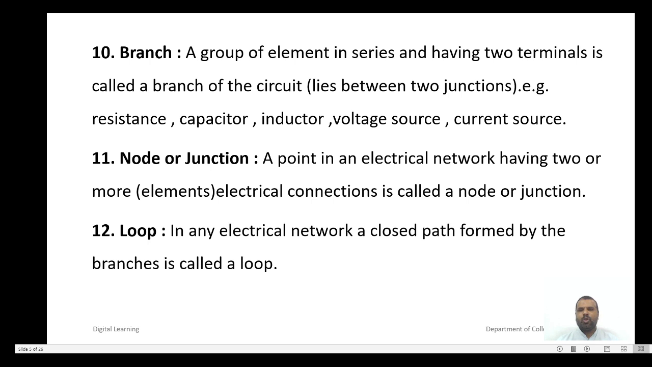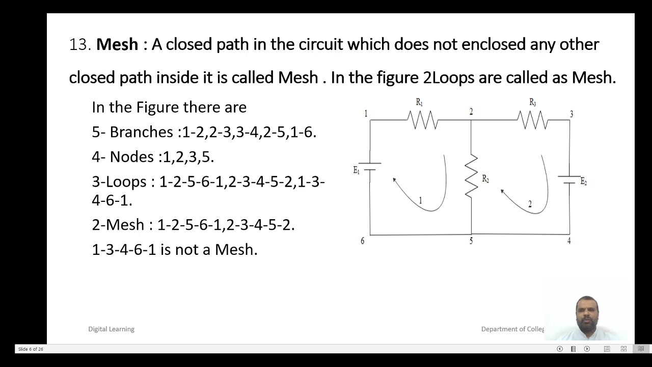Twelfth one, loop. In any electrical network, a closed path formed by the branches is called a loop. Thirteenth one, mesh. A closed path in the circuit which does not enclose any other closed path inside it is called a mesh. In the given circuit diagram, two loops are called meshes.